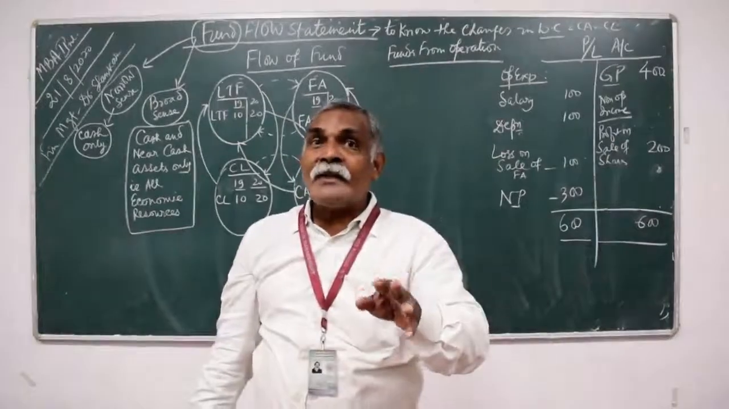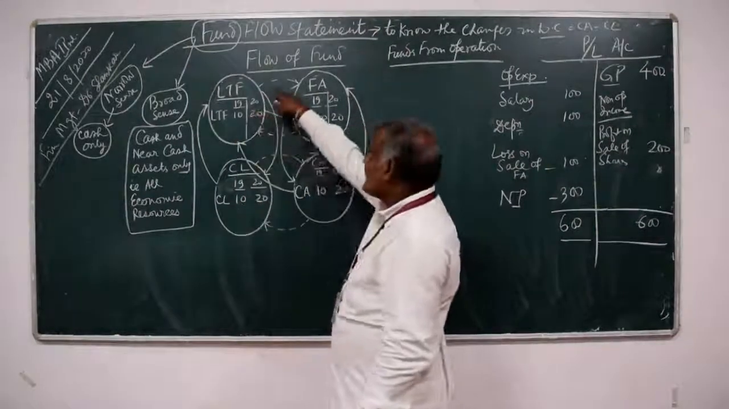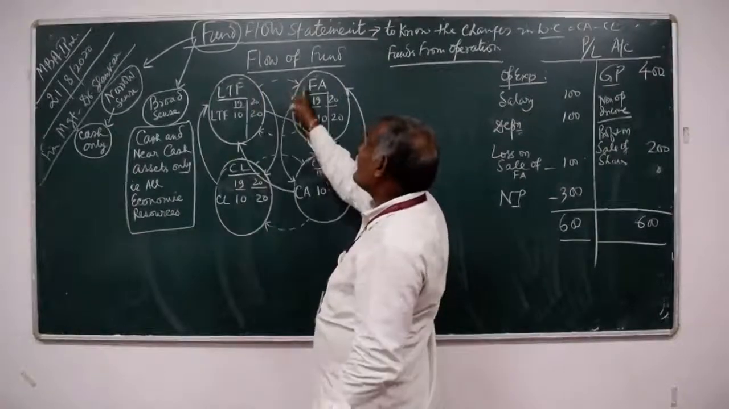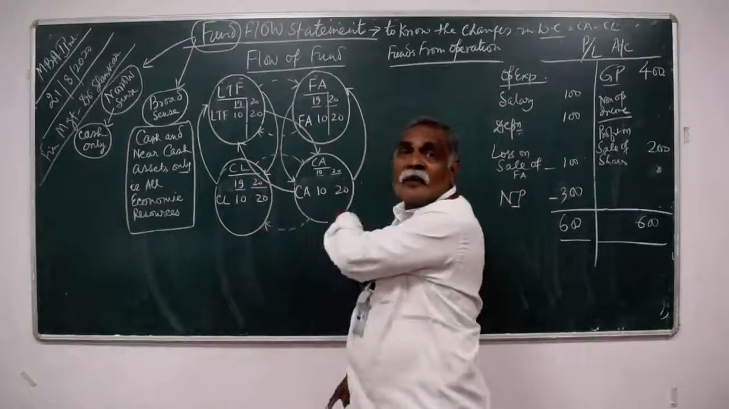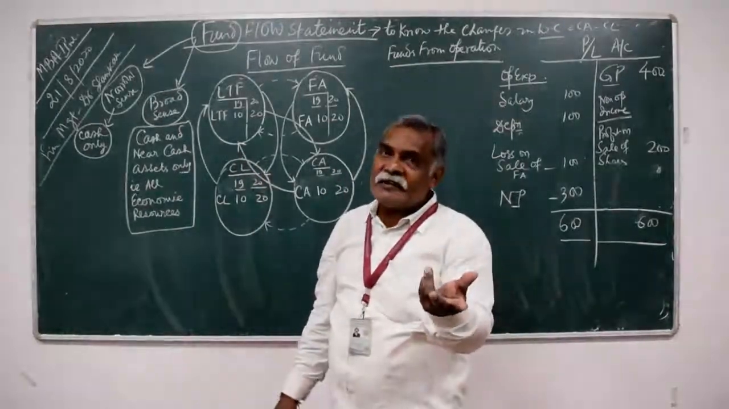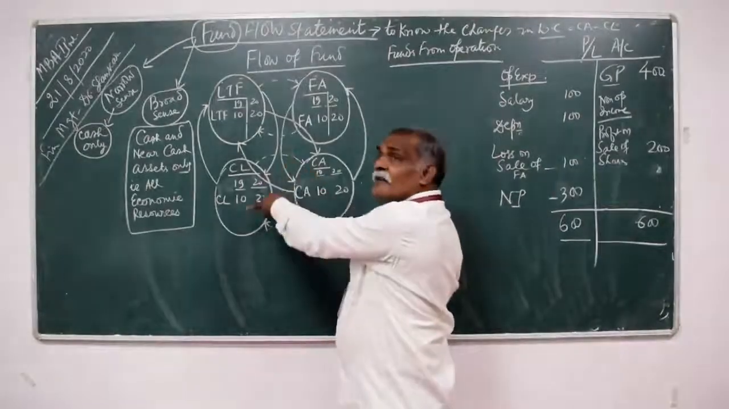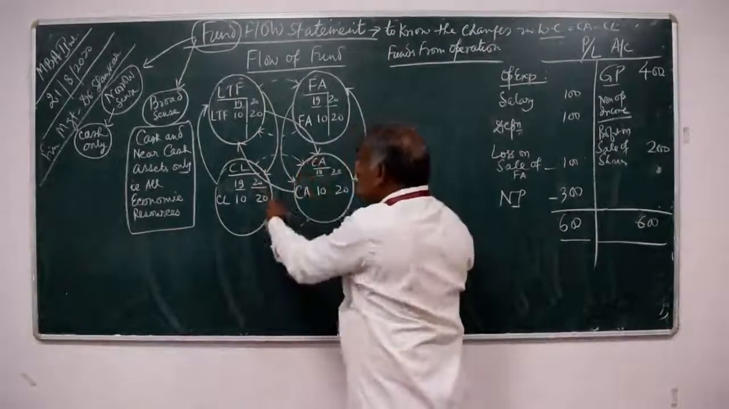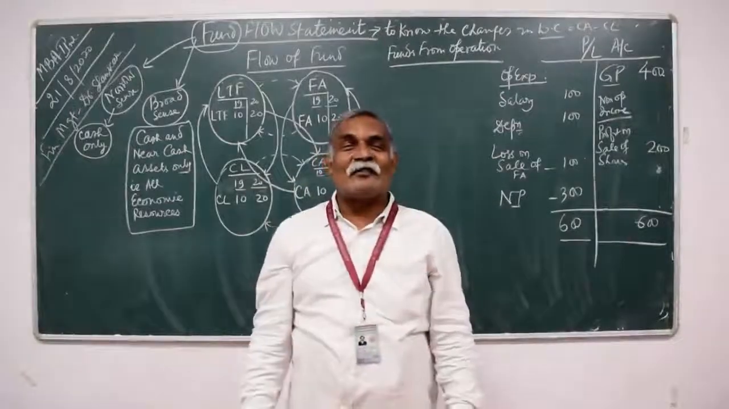It means if there is a transaction between fixed assets and long-term fund, that is the dotted line, you just see. If the transaction is between long-term fund to fixed assets or fixed assets to long-term fund, that will not affect working capital, because working capital is current assets minus current liabilities. Okay? Then what about current? If the transaction is between current assets to current liabilities or current liabilities to current assets, again there will be no effect on working capital.